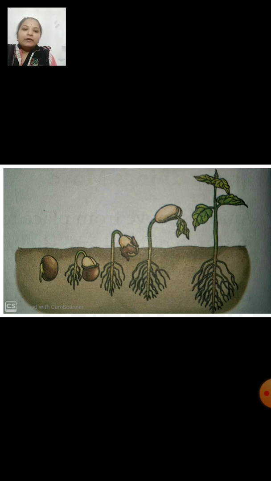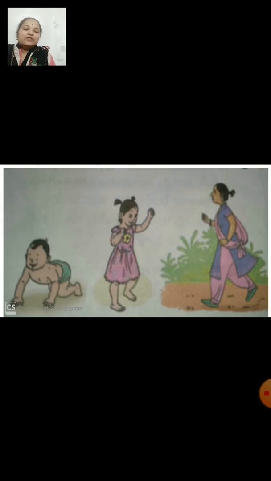In this way, we can say that living things grow. So this is a picture of how a small child becomes a little girl or a boy, and then they grow into a big lady or a man. So living things grow and change.